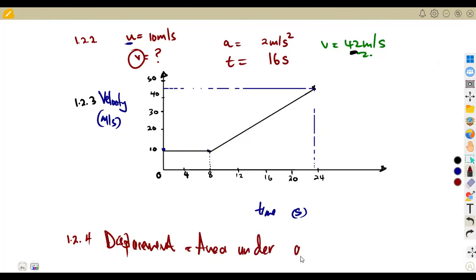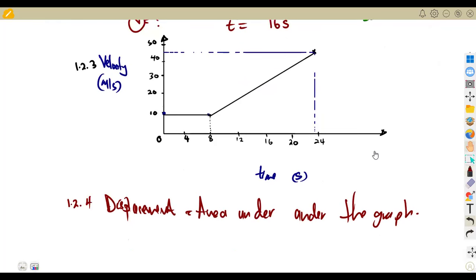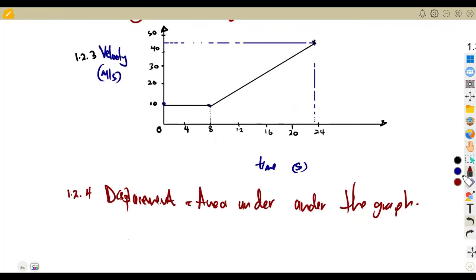So it's going to be area under the graph. All right, that's it. So if it is the area under the graph, we've got 2 sections here. The first section, that's a rectangle. The shape that we are having here, that's a rectangle. And we understand that the area of a rectangle is length times breadth, or length times width. Up to you.